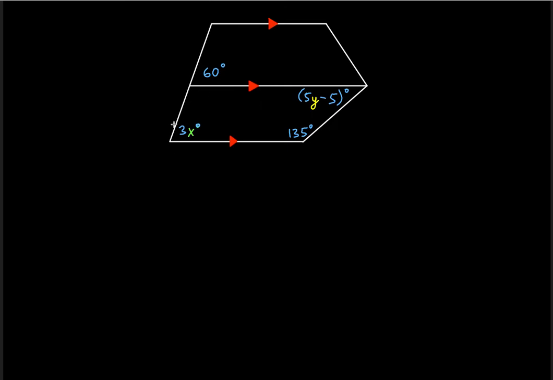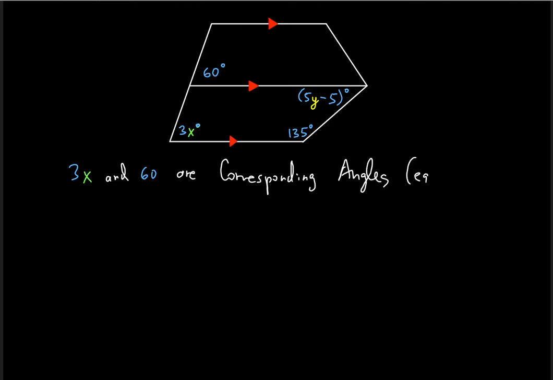We can think of this side of this polygon as a transversal that traverses these two parallel line segments. As a result, we have these two to compare because these are corresponding angles. So we can say that 3x and 60 are corresponding angles, and we know corresponding angles are equal in measure.